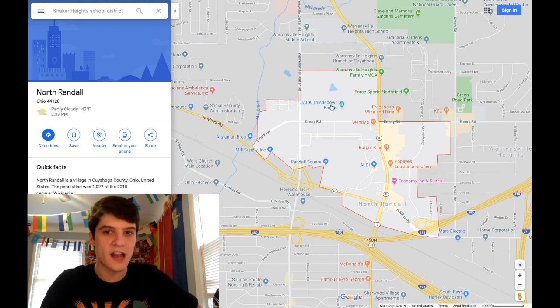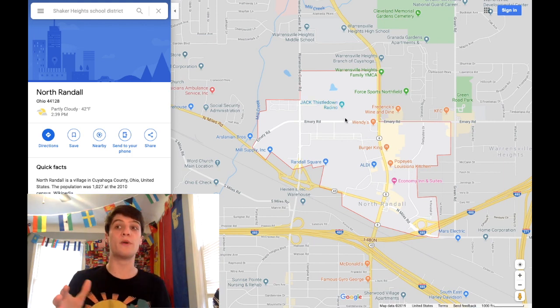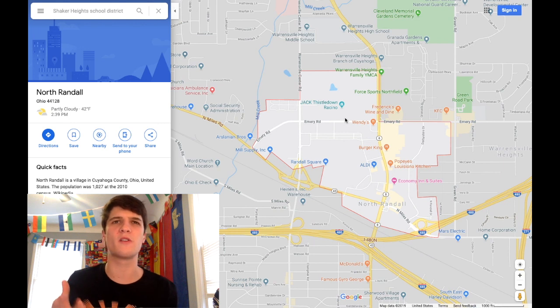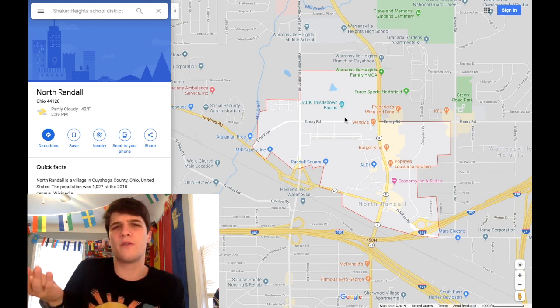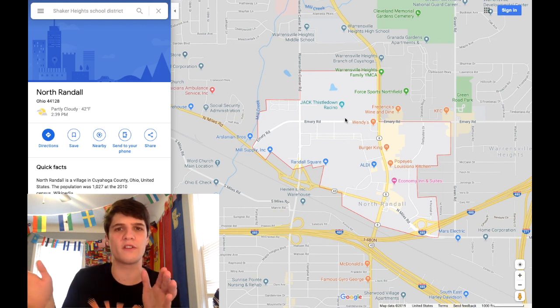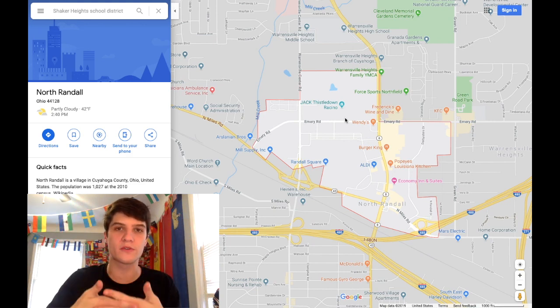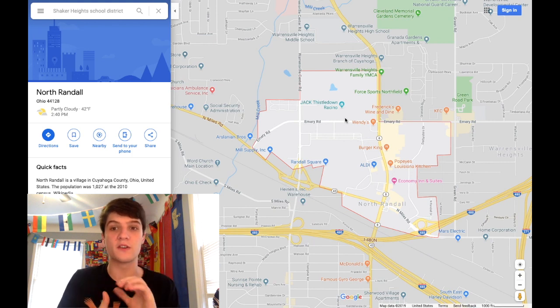And today, this is Jack Thistledown Racino, so it's still there. It was called the Randall Park horse arena, or derby track. I don't know what they really called it, but I know it was called the Randall Park, whatever. And North Randall incorporated itself as a village in 1908 in order to keep its tax base from the horse racing arena within its own borders.